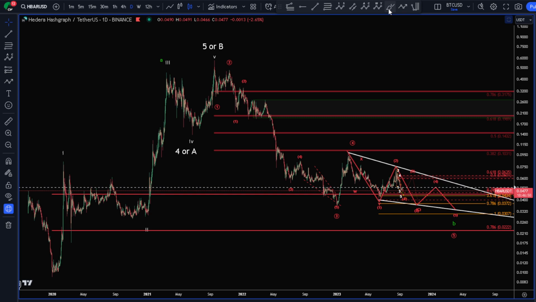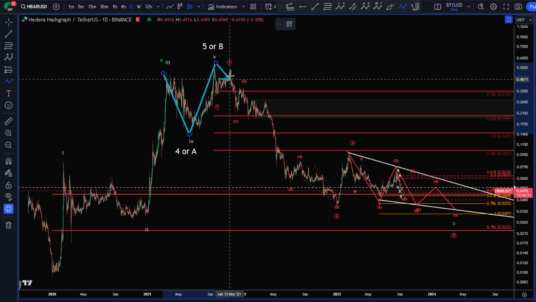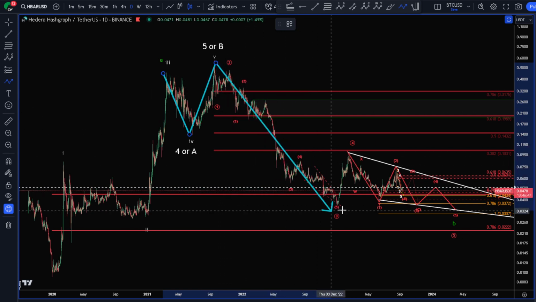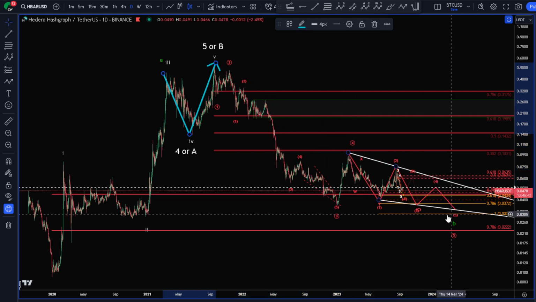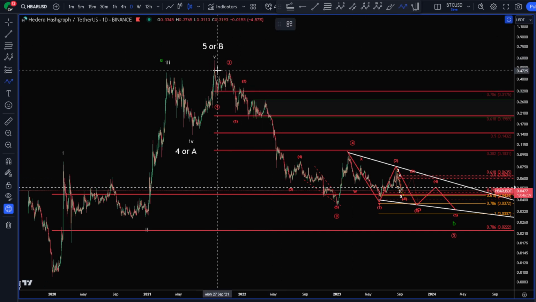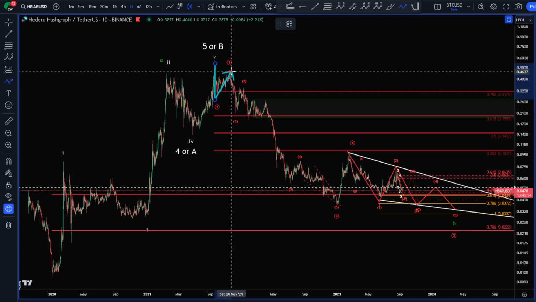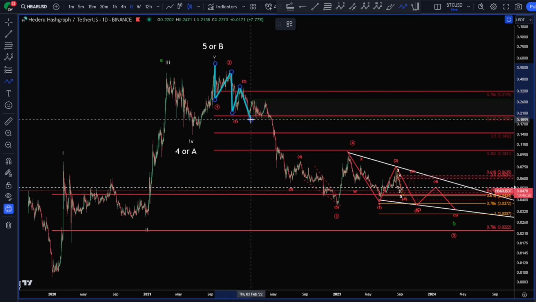And the only way that would work is if this was an expanded flat, as you can see from my count, where we have a 1, 2, 1, 2, 3, 4, 5 for the third, came up for our fourth, and working on our ending diagonal for our fifth. If this was a fifth wave, the way that would work is this would have to be a flat where we get an A wave, very short correction for our B wave, and then 5 waves down here.